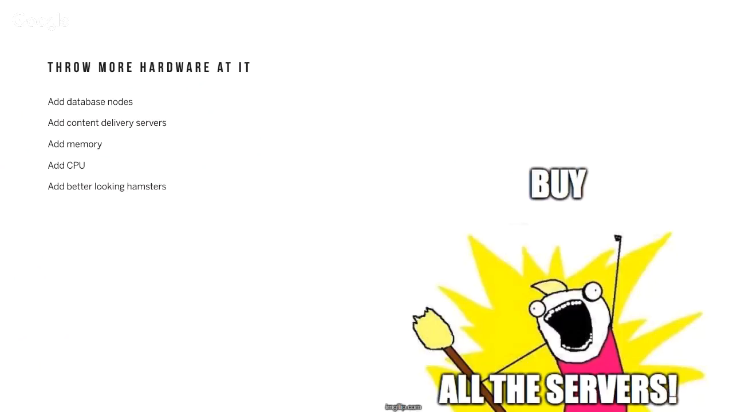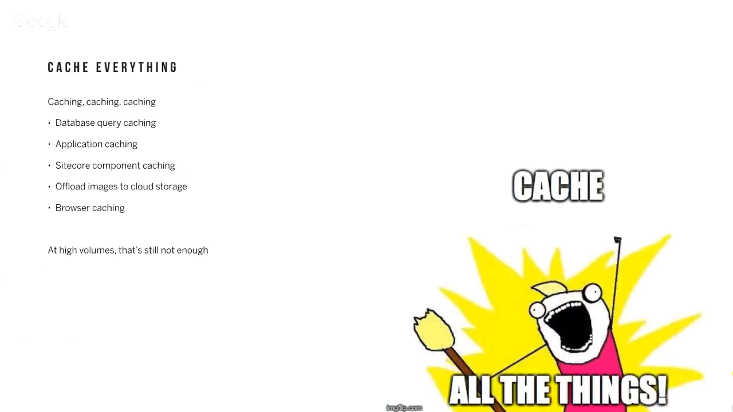So get past that, start to look at your caching. So cache the world. And every solution we have, you've got database caching, all of your external services you cache. So heavy application caching. Sitecore component caching, go through, review all that, make sure it's working. You start to offload images off to cloud storage or some solution like that, take that traffic away. Make sure you're using effective browser caching. High volumes, that's still not enough. So it becomes challenging. And you start to get very careful about how you manage your cache.